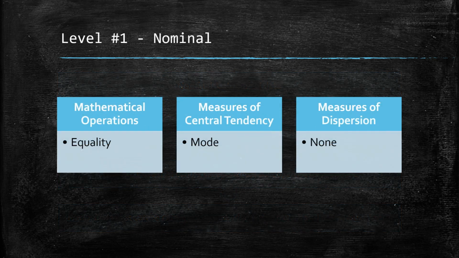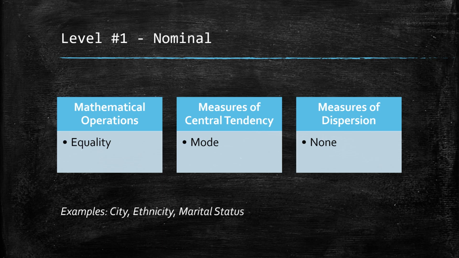So starting with nominal, mathematical operations include equality. All you can really do is just say, hey, are 2 classes equal? That's about it. Measures of central tendency include mode. You can just determine what's the class that shows up most often. Measures of dispersion, none. There's nothing you can do.